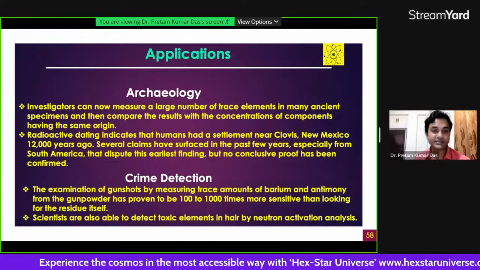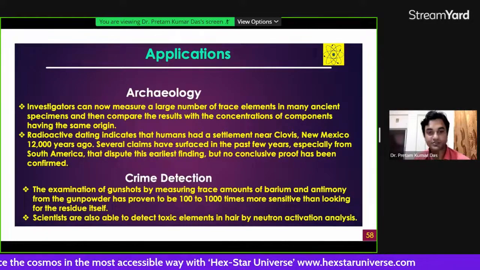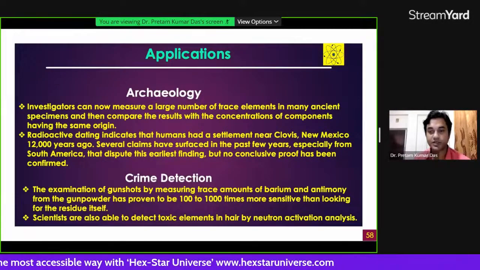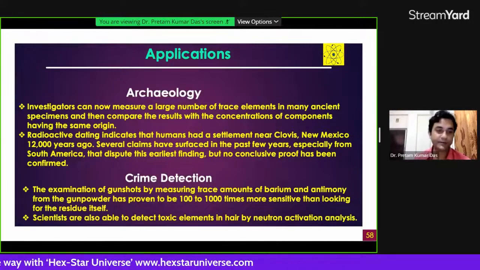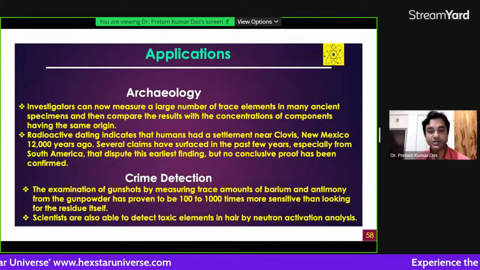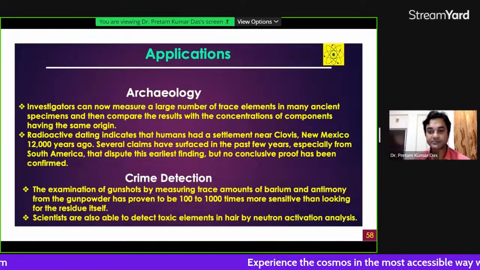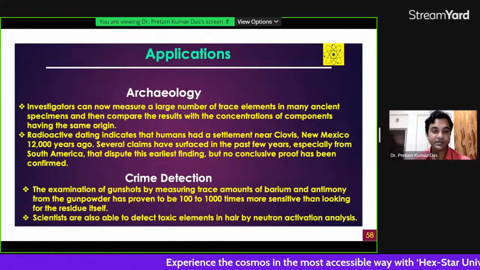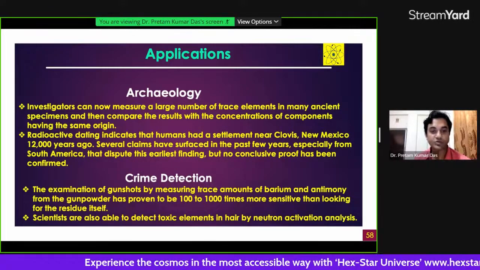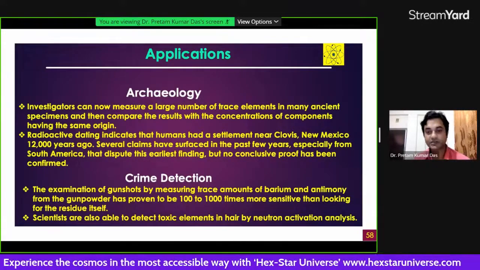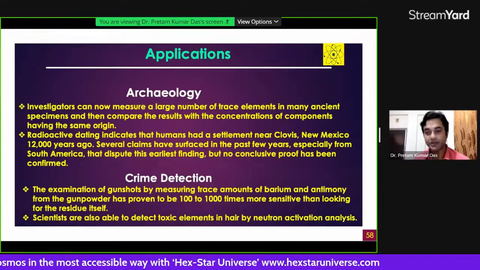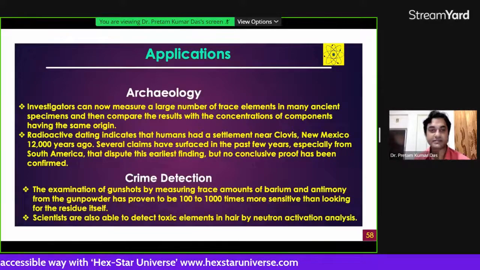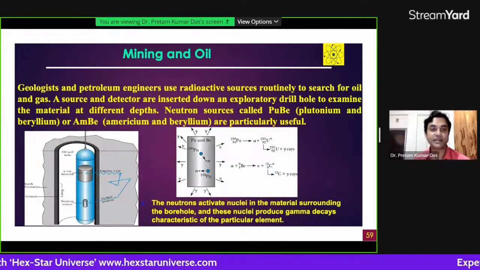Crime detection: the examination of gunshots by measuring trace amounts of barium and antimony from the gunpowder has proven to be 100 to 1,000 times more sensitive than looking for the residue itself. And scientists are also able to detect toxic elements in the hair by neutron activation analysis. And also mining and oil.